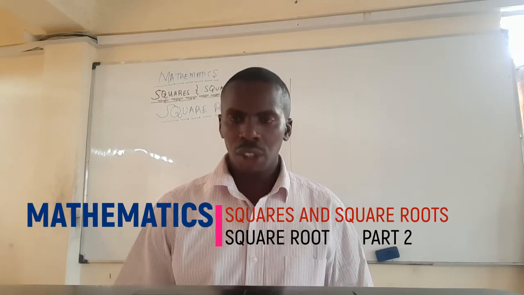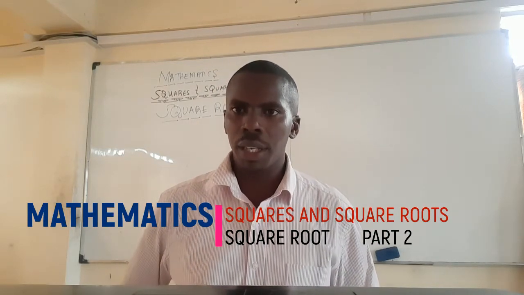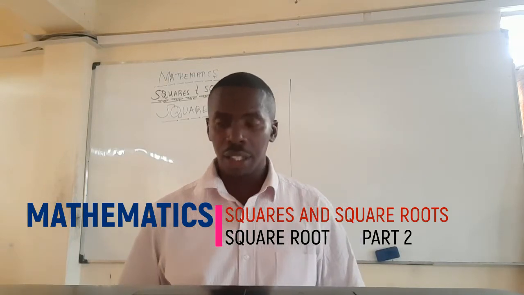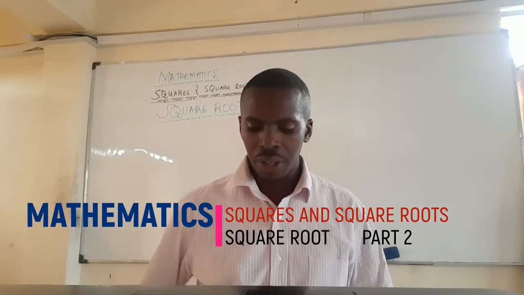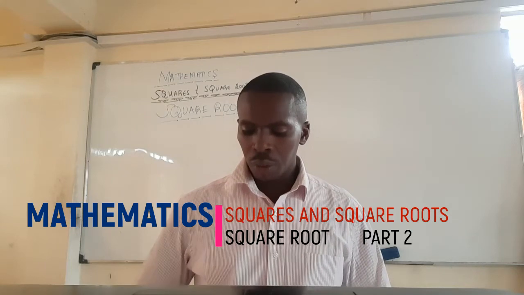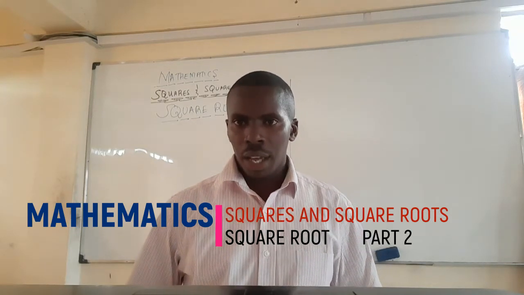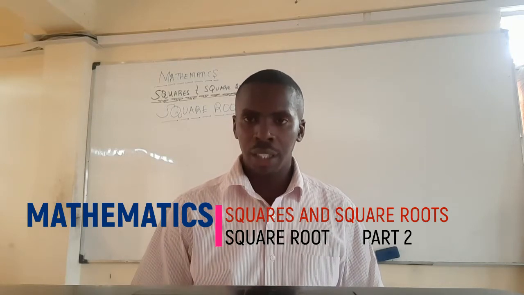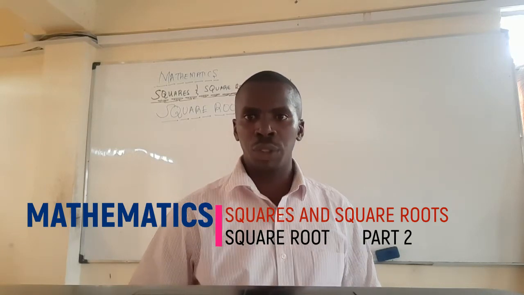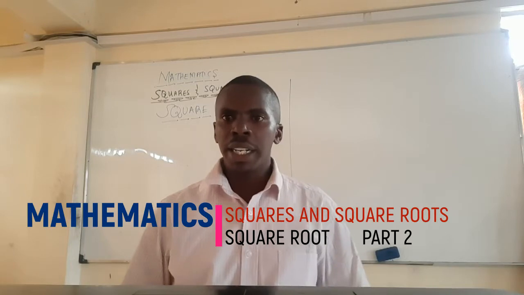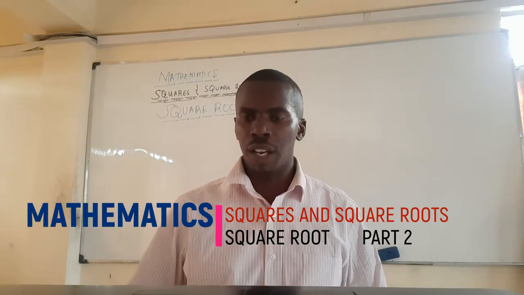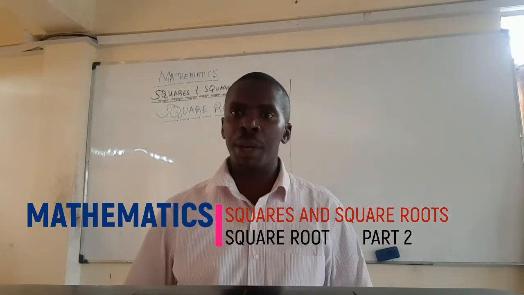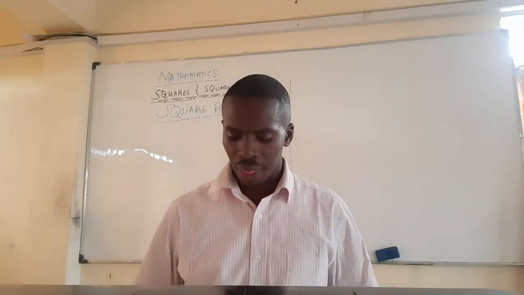We are continuing with squares and square roots, and in this part we're going to look at the square root. So what is a square root? The square root is the reverse of squaring, where we multiply a number by itself to give you the square of that number. Now the square root is the reverse: that number you multiply by itself to give you that particular value.